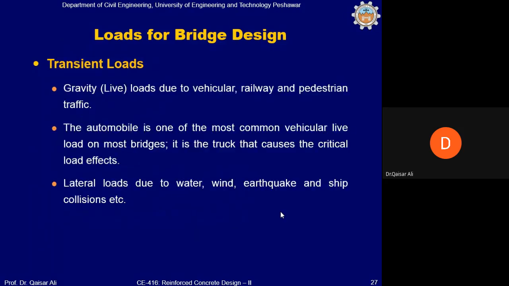Transient loads are live loads, which basically come from vehicular live load, railway, and pedestrian, depending on the type of the bridge. The automobile is one of the most common vehicular live loads in bridges. On most bridges, it is the truck that causes the critical load effects, and it is not every truck that will cause the critical load effect. It will be a special truck, called the design truck, which has been proposed by the code. And then lateral loads, which can be due to water, wind, earthquake, and ship collisions, etc.